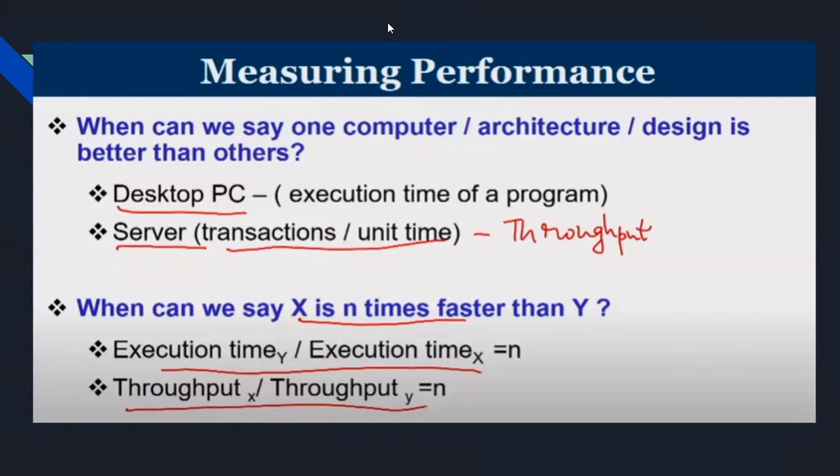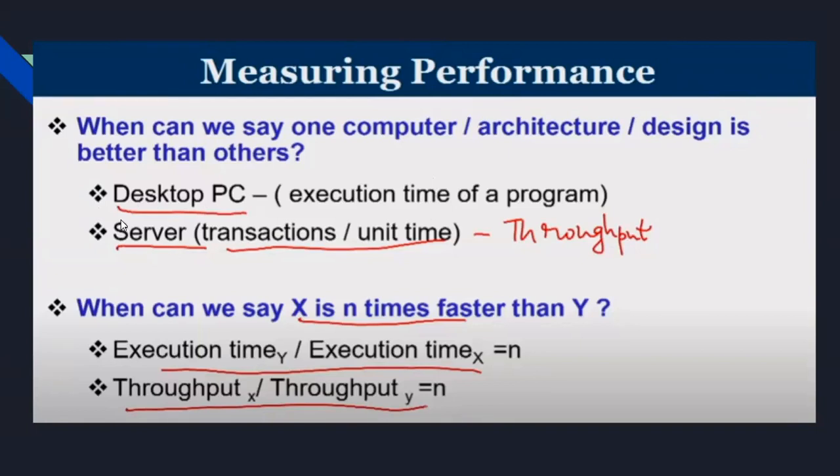When we talk about measuring performance in a computer, when can we say that one computer, architecture or design is better than the other? When we talk about the desktop PC or your laptop, what you're using right now, the execution time of the program is the main factor, like how much time it is taking to actually execute that particular program.